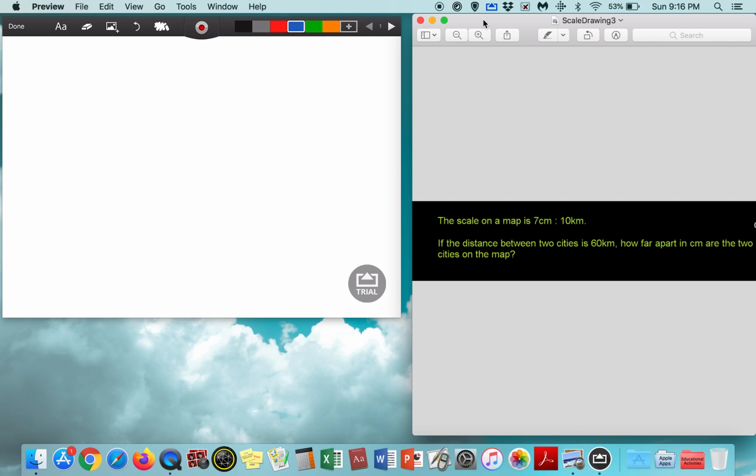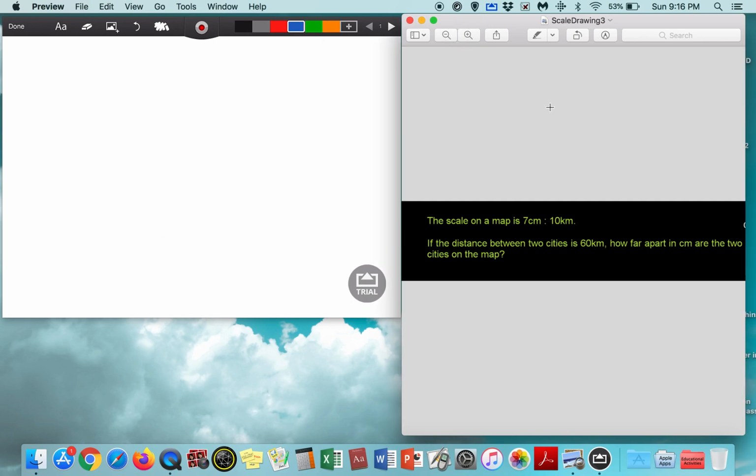All right, last example. The scale on the map is 7 centimeters to 10 kilometers. So that colon is basically just expressing the scale. And again, that's going to be the first part of my proportion. If the distance between the 2 cities is 60 kilometers. All right, so now this has to go in the bottom because I have kilometers in the bottom on this problem. And so what's missing is how many centimeters apart are the 2 cities on the map.